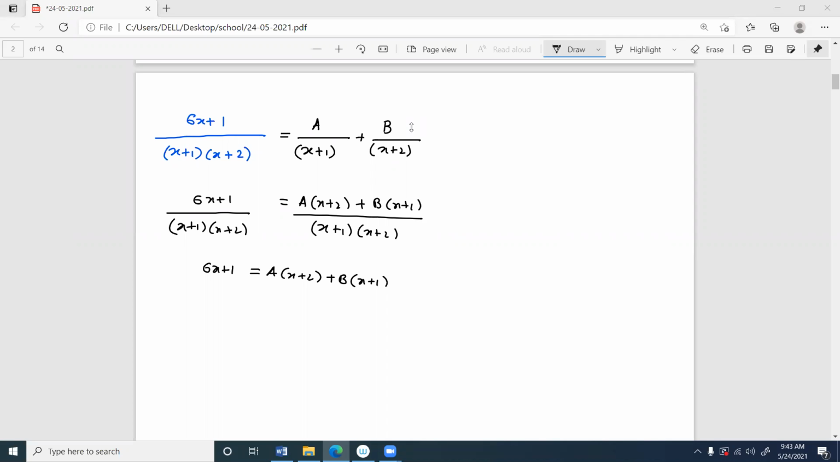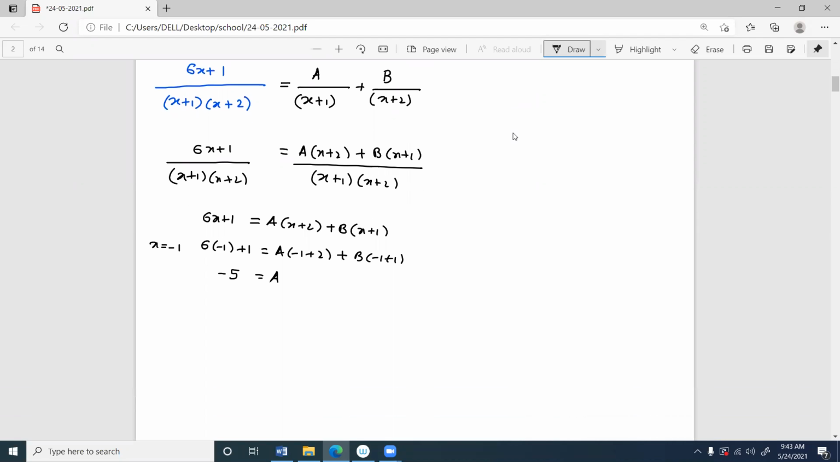Then, if I need to get A, I need to make this B bracket 0. How can you make it? By making x equal to minus 1. Look at this. If I put minus 1 here, this turns to 0. So you can say 6 times (minus 1) plus 1 equals A times (minus 1 plus 2) plus B times (minus 1 plus 1). So A is equal to minus 5, because minus 6 plus 1 is minus 5. That's a way of getting it.